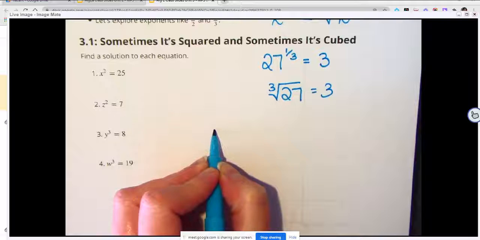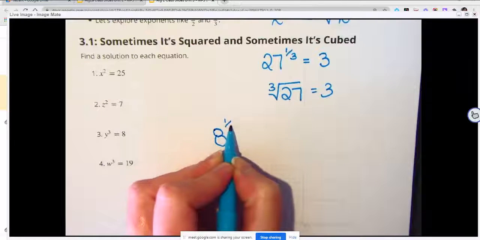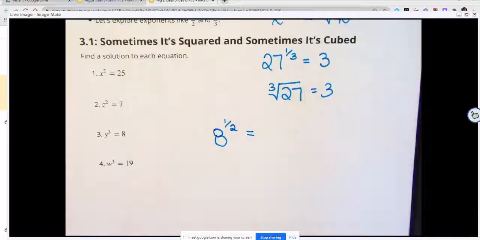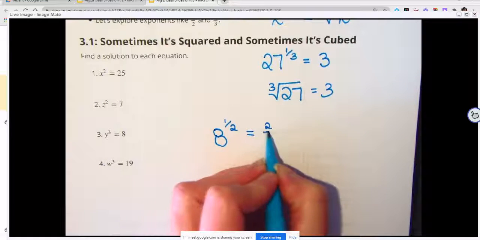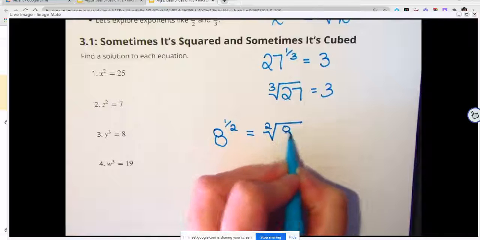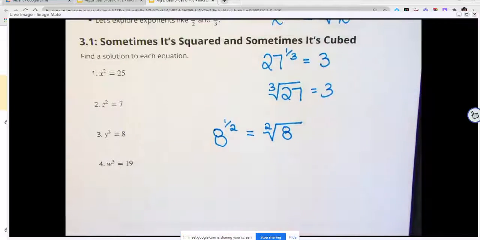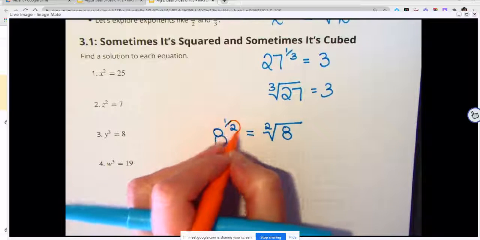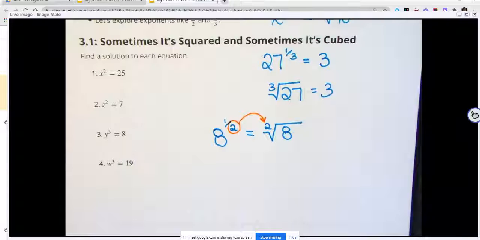So any number like that, we could do all kinds of different numbers. We could do 8 to the 1/2 power. We could rewrite that as the square root of 8. Whatever that number is in the denominator is what becomes the root we're looking for when we write it with a radical.